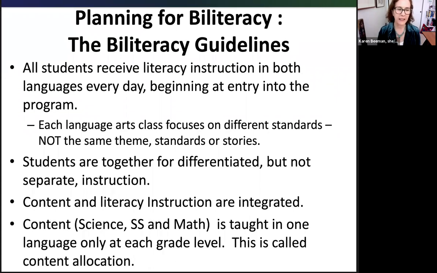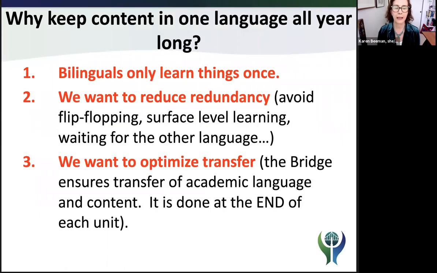And then finally, this is really important. We teach content, and by this, science, social science, and math in only one language all year long. We do not teach it in both. And there are some really good reasons for it. The first reason is bilinguals only learn things once in terms of science, social studies, or social science and math. We want to reduce redundancy and we want to optimize transfer.